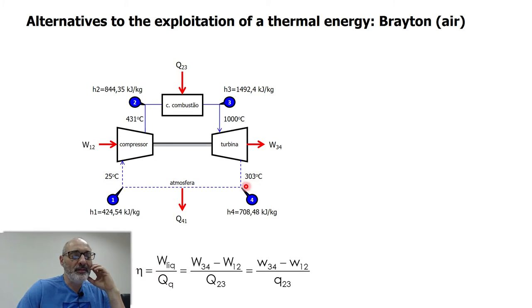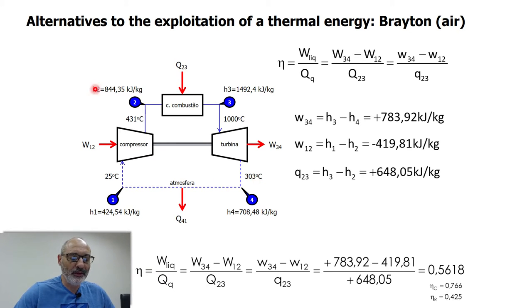I don't remember, somebody asked me about the temperature here. In this case, we got 300 degrees, 303 degrees. So you see that it's not as hot as 1,000 degrees, but it's still very hot. So it carries a lot of energy that is being rejected to the atmosphere. So the idea of combining a gas with a steam cycle is to somehow recover a certain amount of this energy here.